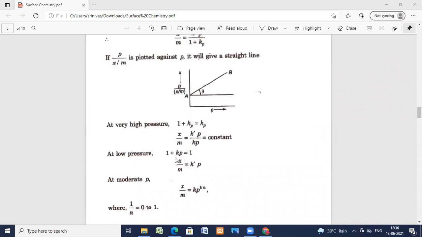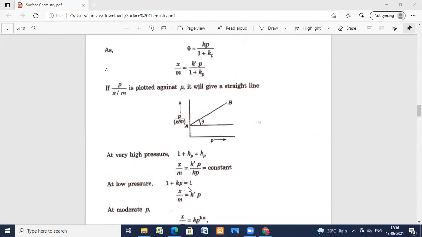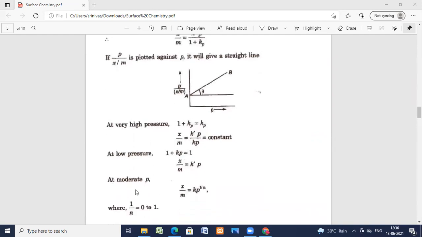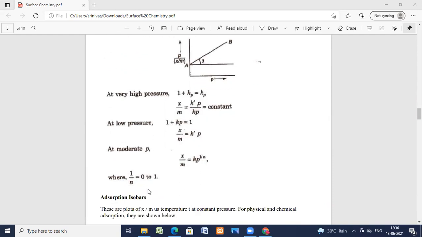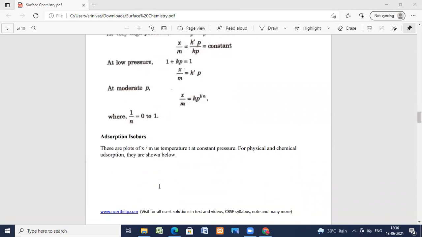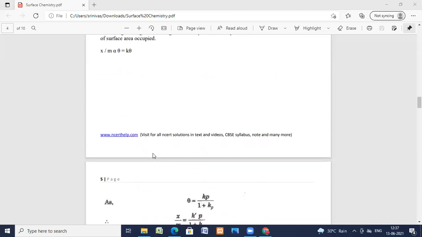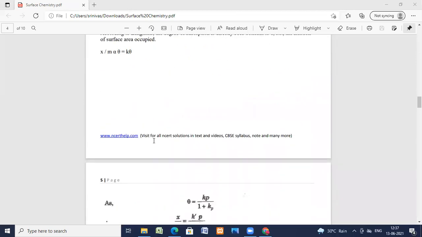Now at low pressure, 1 + kp is equal to 1. Therefore, x/m is equal to k prime p. And at moderate pressure, x/m is equal to k p to the power 1/n, where the value of 1/n is from 0 to 1. So this is the way Langmuir has given for chemisorption.